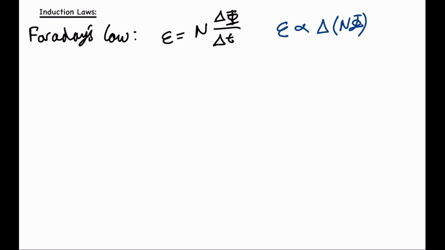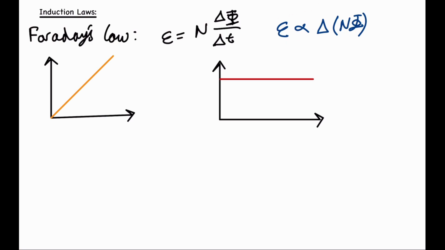And if we were to draw it out in a graph, we would get something like this. Say you have flux linkage against time, and you have a graph that looks something like this. So you're increasing your flux linkage over time. Your gradient would be the EMF. And if you have a graph of your EMF over time, the area under the graph would be your flux linkage.